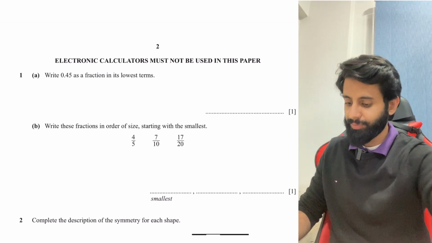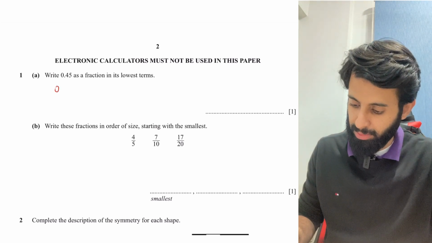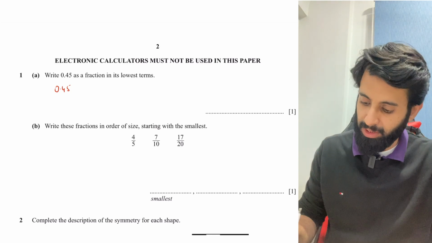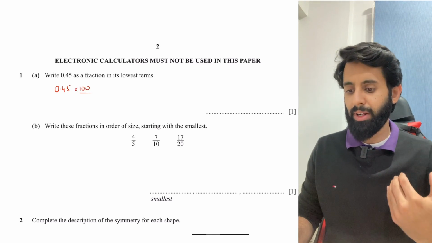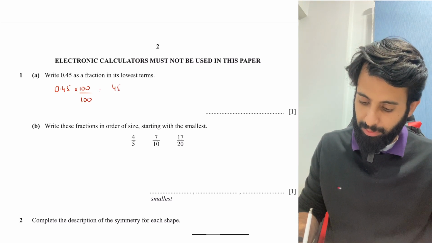Okay, so first things first, 0.45, you want to write it as a fraction in its lowest terms. So you want to see how many decimal places there are. You can see that there are 2 decimal places, which means that you'll multiply it by 100. And since you've multiplied it by a certain value, now you've got to divide it by the same value also. So you're looking at 45 over 100.